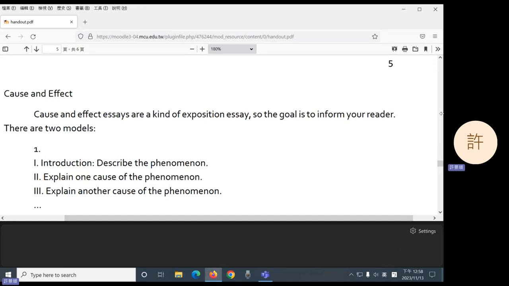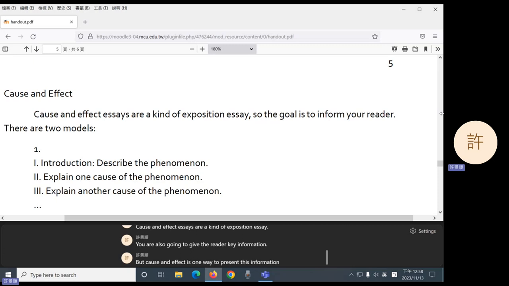Okay, today we're going to be introducing the third unit, cause and effect essays. Cause and effect essays are a kind of exposition essay. You are also going to give the reader key information. But cause and effect is one way to present this information.